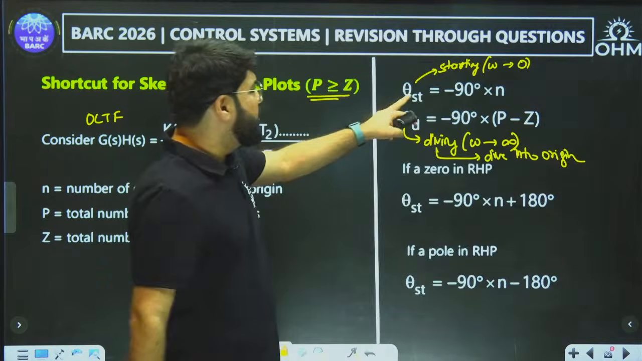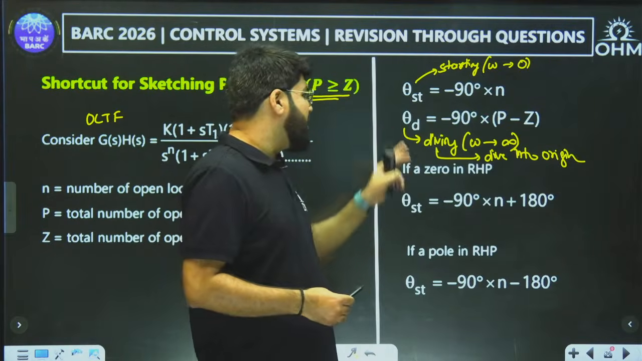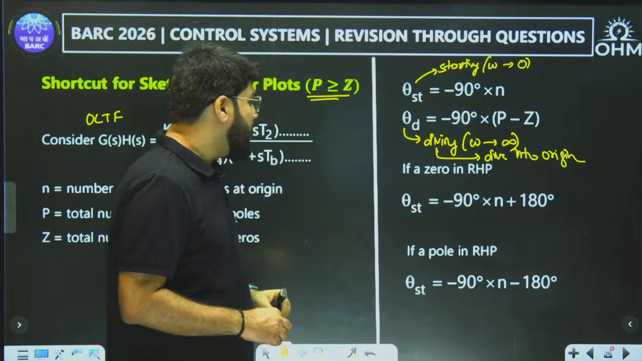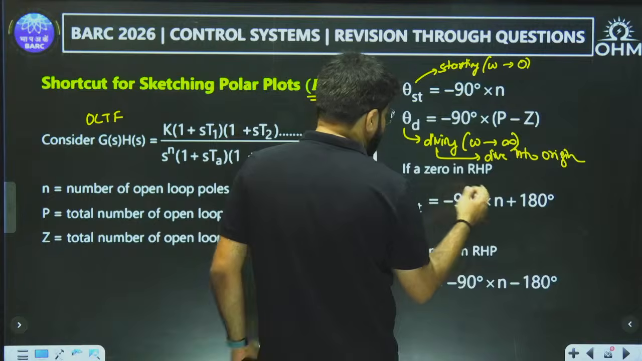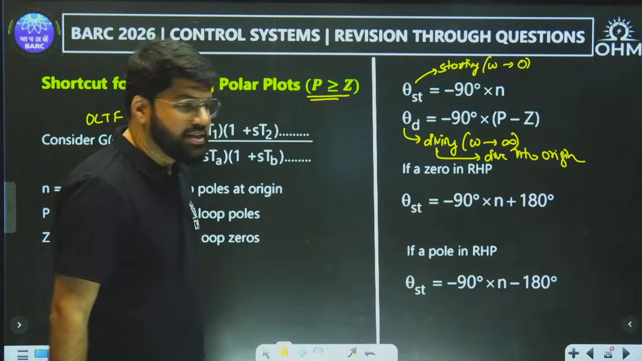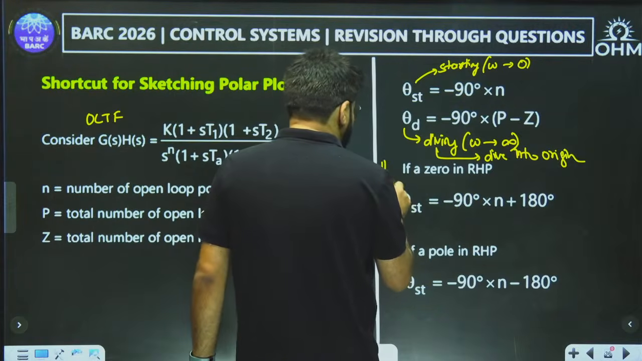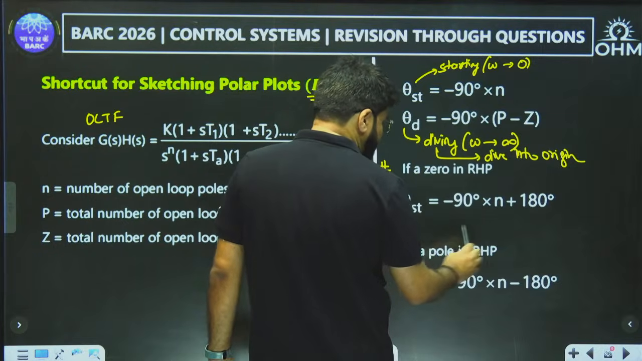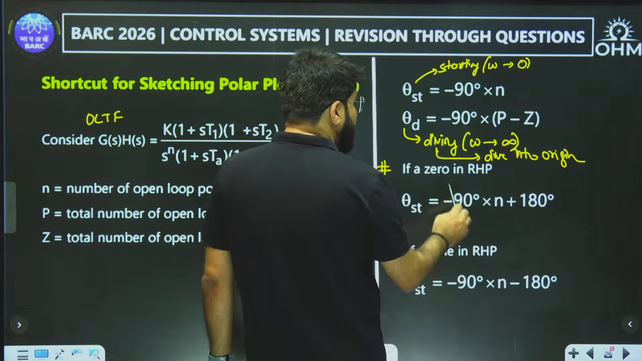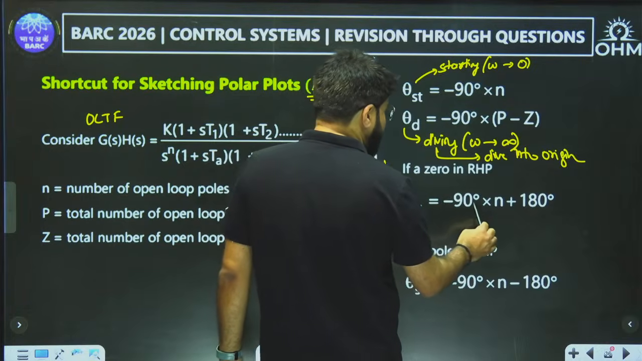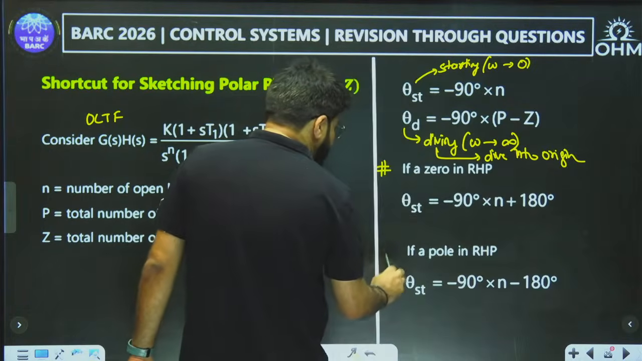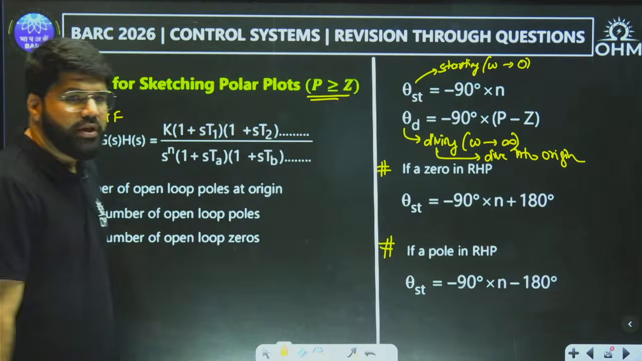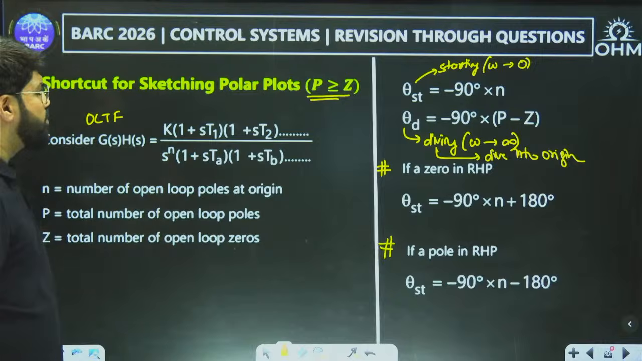The starting angle will be given by minus 90 degree into n, and the diving angle will be given by minus 90 degree into (p minus z). Now if there is a zero in the RHP, I mean by chance non-minimum phase cases are given, for a zero in RHP the starting angle will change. If I have not written theta d, it will not change. Only the starting angle formula will change: minus 90 degree into n plus 180, and if there is a pole in RHP, then minus 180 degree. Let me simply use these points here.